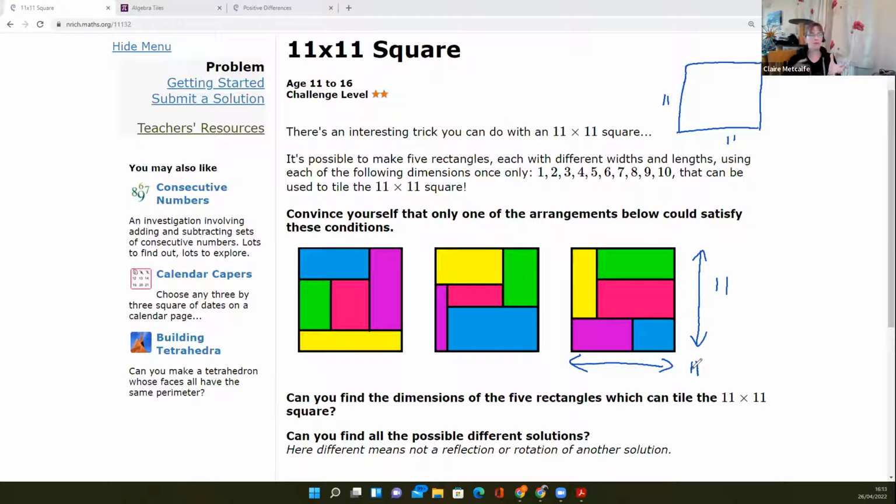And we've got 5 rectangles, which are going to have different widths and lengths using each of the numbers 1 to 10. So like in the previous ones, each of those numbers has to be used once and once only. And this problem is a bit harder. So to help us along, there are 3 pictures there. Only one of those pictures is possible. So Liz, looking at those 3 pictures, can you work out why one of them is definitely not possible? Okay.